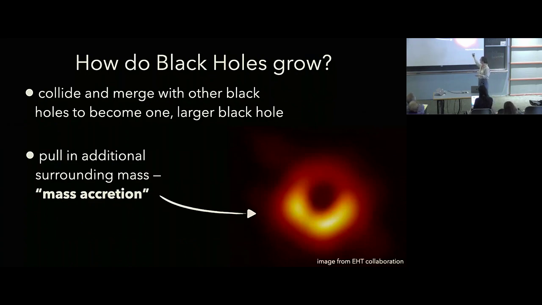But they can also, you need black holes to start with there, you can also pull in surrounding mass through mass accretion.